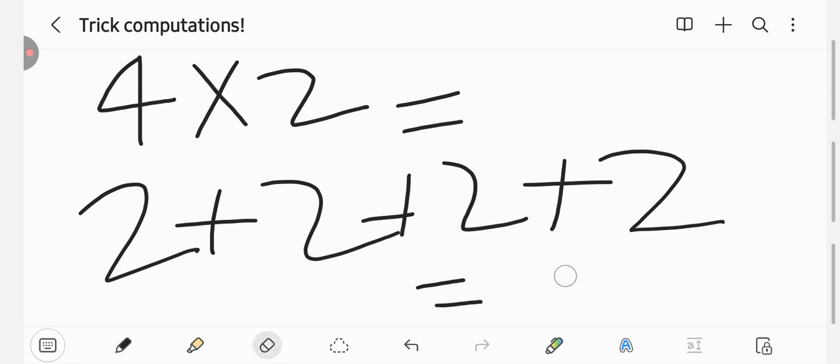Sorry, what I'm writing, sorry, 8, not 16. Sorry, man. I always make this silly mistake. This phone is so bad.